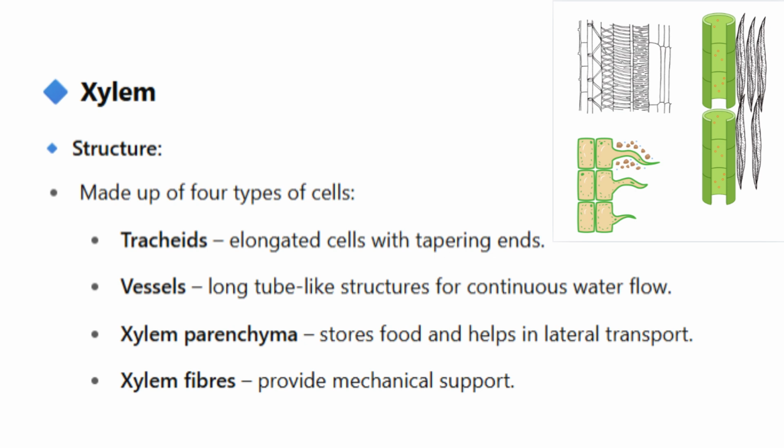Xylem. Structure. Made up of 4 types of cells. Tracheids: elongated cells with tapering ends. Vessels: long tube-like structures for continuous water flow. Xylem parenchyma: stores food and helps in lateral transport. Xylem fibers: provide mechanical support.